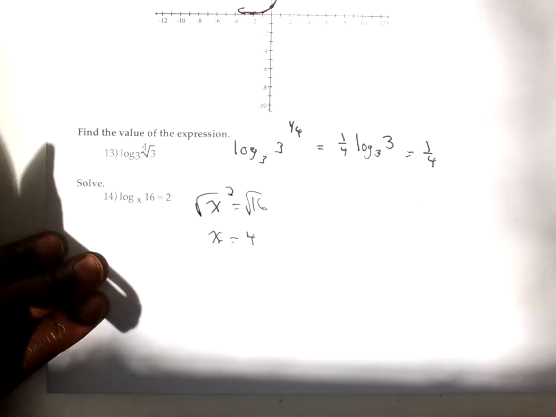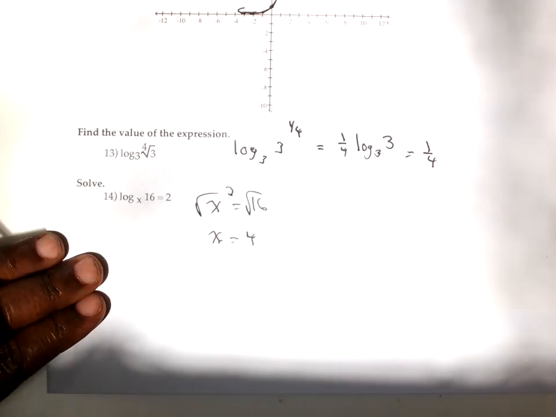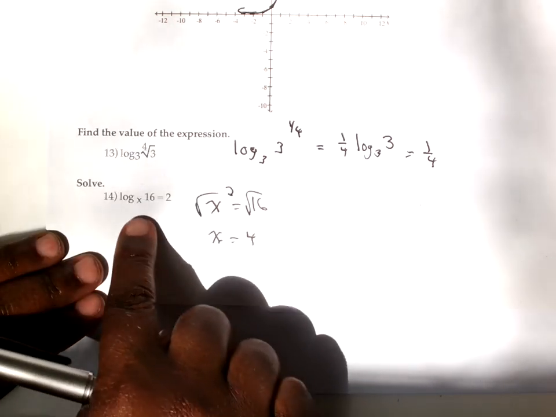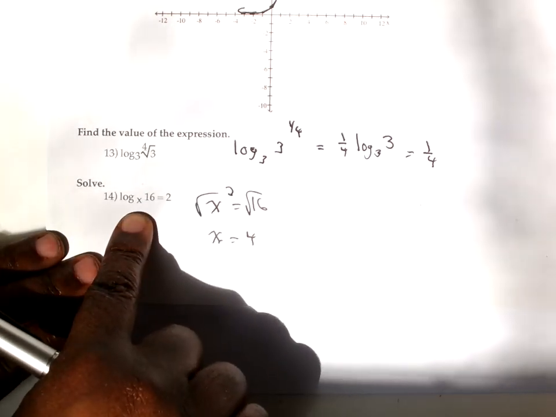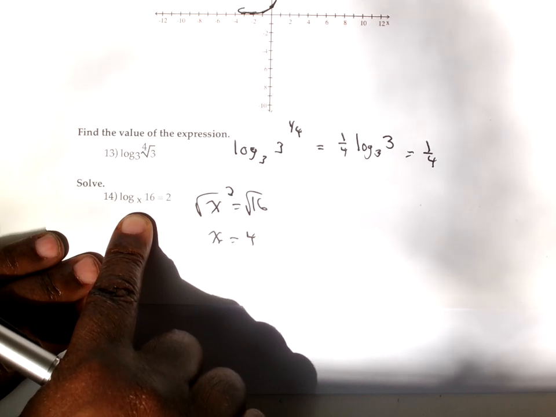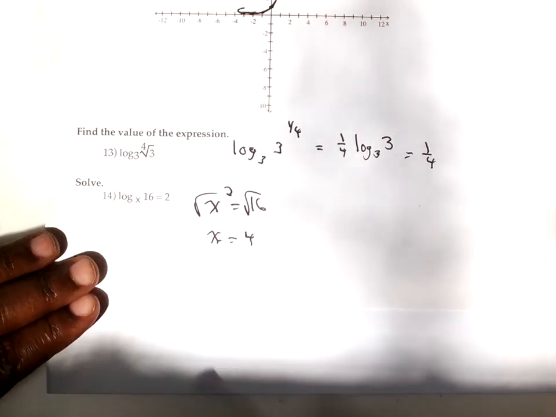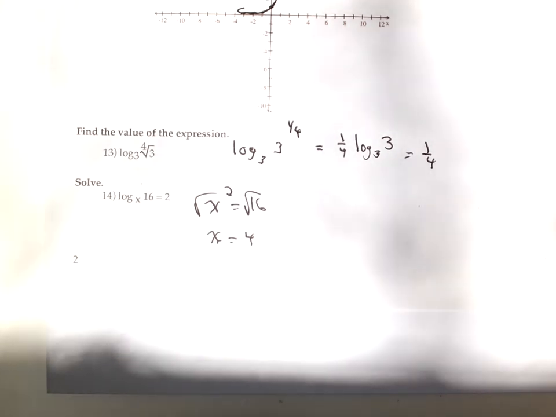Now normally, we know that 4 squared and -4 squared are both 16, but we can't have a negative base for a logarithm, just like we weren't allowed to have a negative base for an exponential. So my answer is just going to be 4.